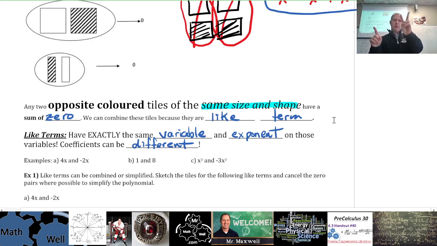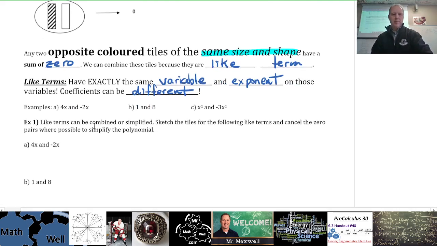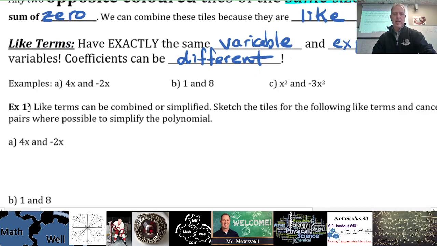So the coefficient in front of this group over here was a 2, and the coefficient in front of this one over here was a 1. They can have different coefficients, but they would both have to be exactly apples. Got it? Okay. All right, so here's an example, and I think I need to zoom in a little bit on here so you can see that in the back.